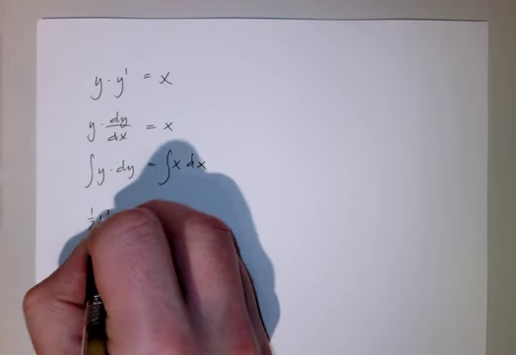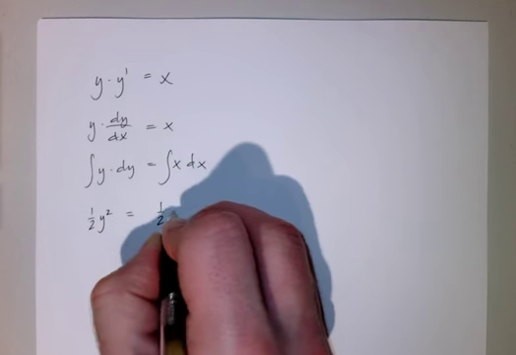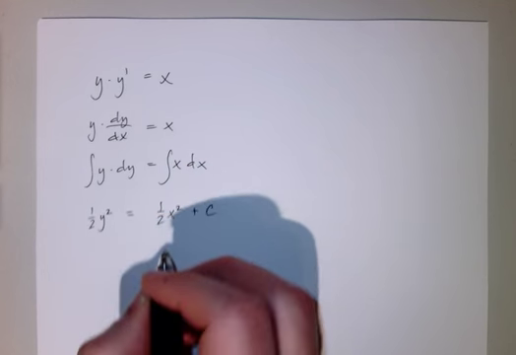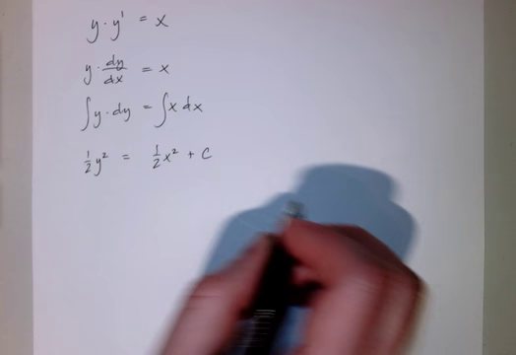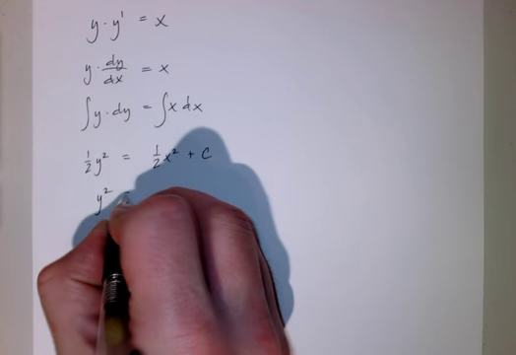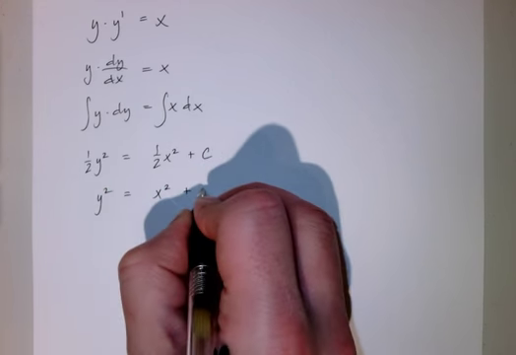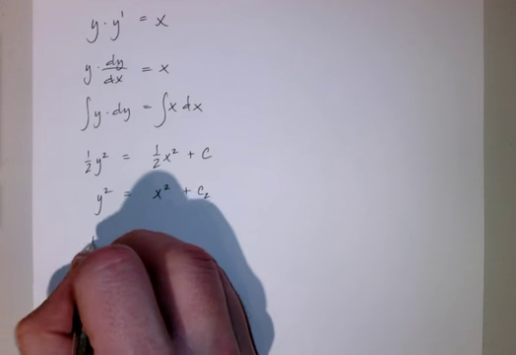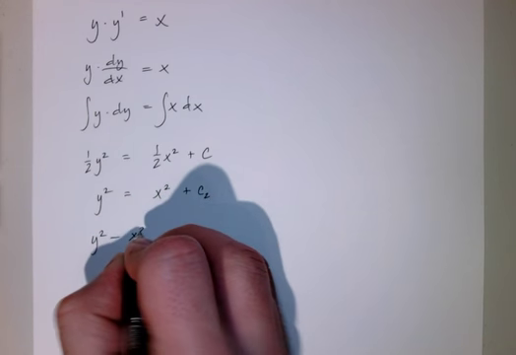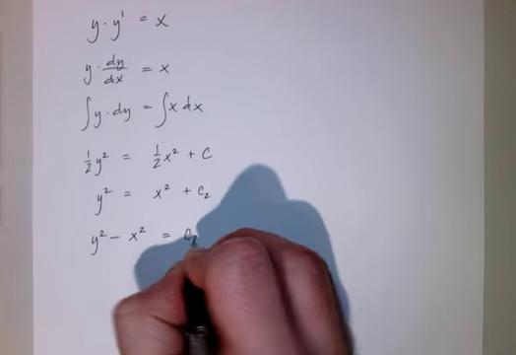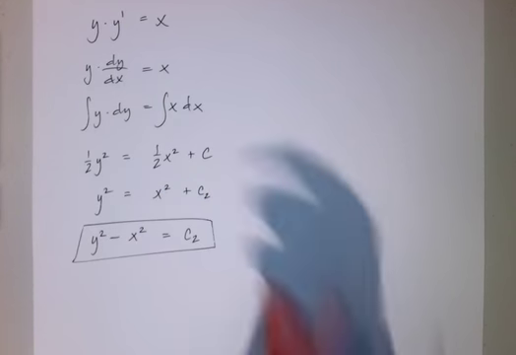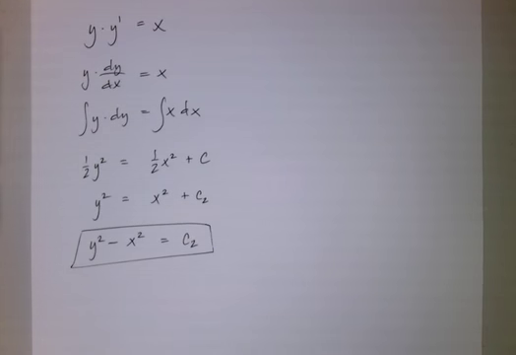1/2 y squared is equal to 1/2 x squared plus c. I can go ahead and multiply through by 2 if I want. That would be easy enough. And we'll call that c2. And then you would just subtract. And you would get that. And that is a perfectly legitimate way to leave that. That is actually a hyperbola.